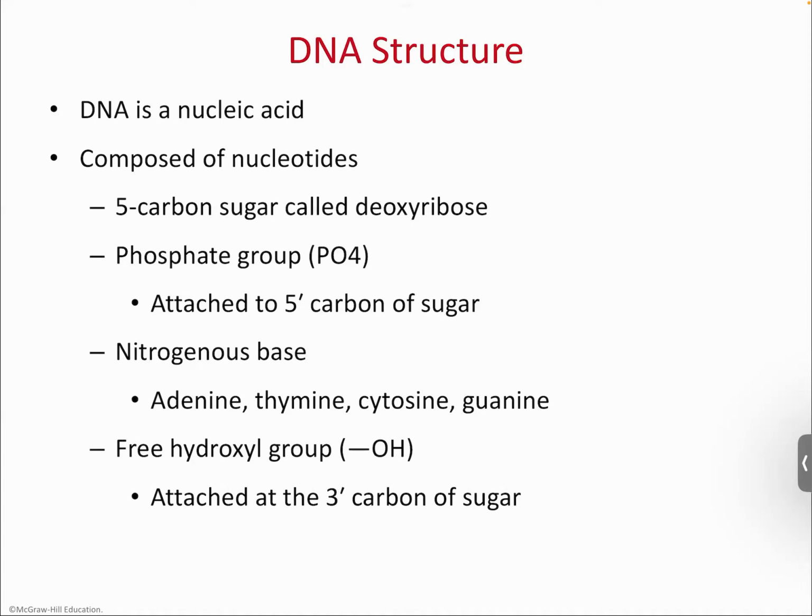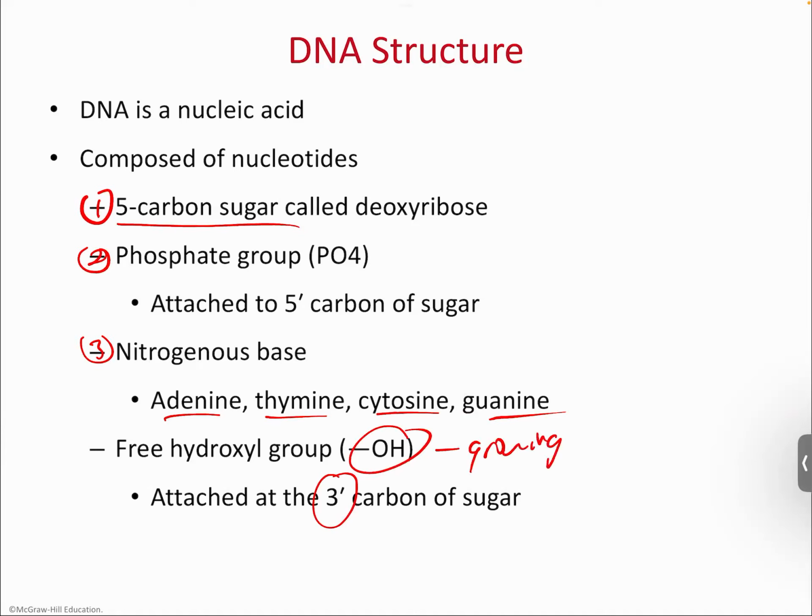So we know that we basically have a structure that's based on a 5-carbon sugar. In this case, it's deoxyribose with a phosphate group on the 5' side of it, and one of 4 nitrogenous bases. And then the important thing is on the 3' side of the carbon is going to be a free OH group. Why is this important? Because this represents our growing end.